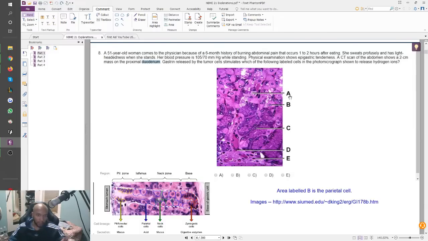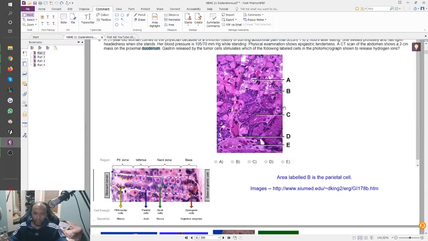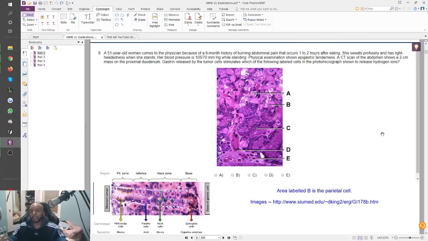Now, of course, they gave you a really unorthodox image, one that you might not be very well used to, but you know that gastrin affects parietal cells. So you need to find your parietal cells. Okay, now how are you going to do that? So in this image, parietal cells was actually B. Right? B is your parietal cell. These cells that you're seeing here, these are all parietal cells.